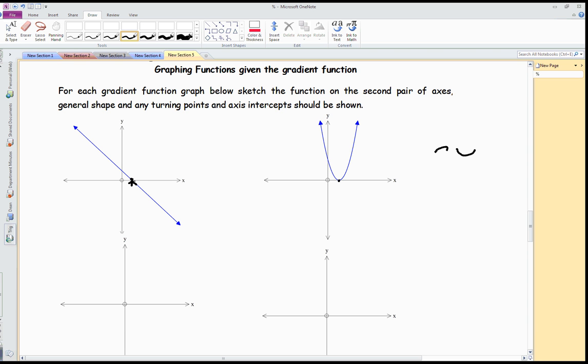Now what we're going to look at first is we know that this here is now a turning point. We're going from a positive gradient to a negative gradient. Well, when you go from a positive gradient to a negative gradient, that means you must have a maximum. So at that point there you have a maximum. So I know that I have got a maximum at that point there.